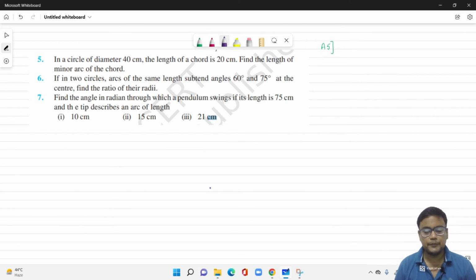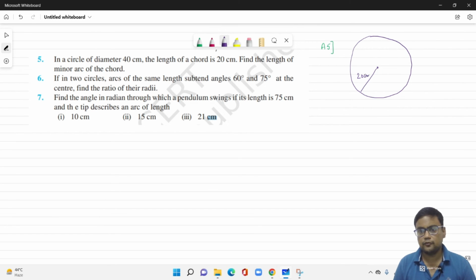In a circle of diameter 40 centimeters. So there is a circle of diameter 40, so the radius will be 20 centimeters. I hope this is clear. The length of a chord is 20. The radius is 20, the chord is 20. As this value is also one of the radii, this must be 20. So you can see triangle OAB is an equilateral triangle. Given that OAB is an equilateral triangle, this angle comes out to be 60 degrees.